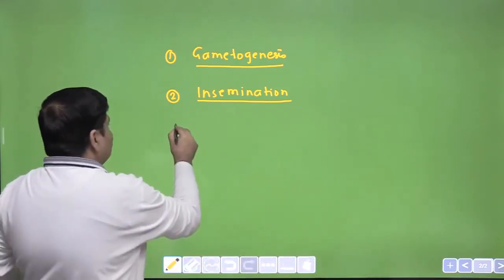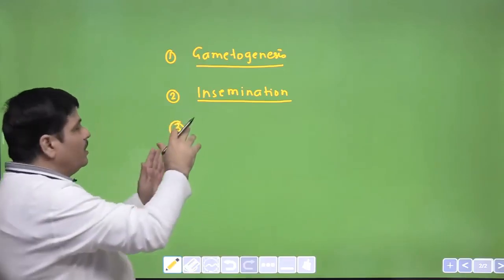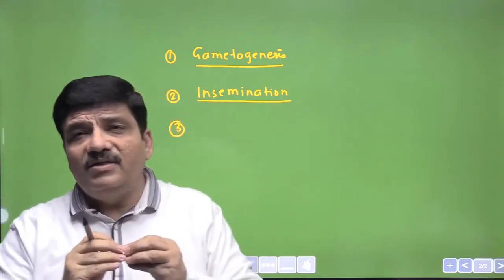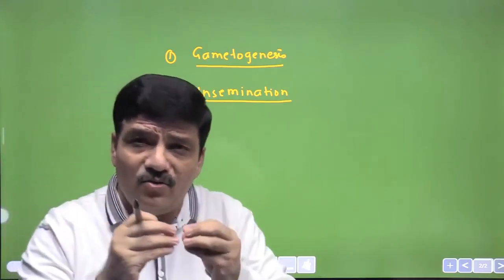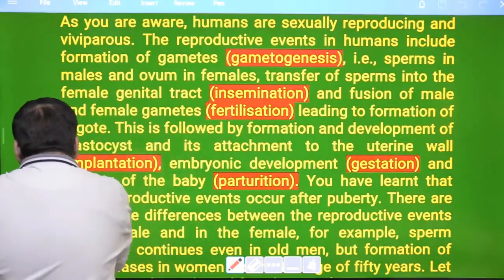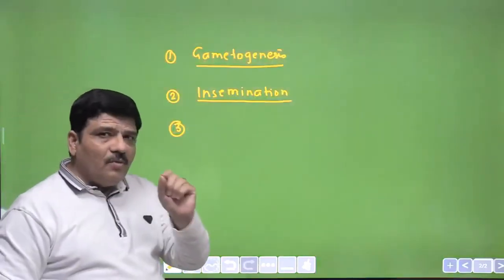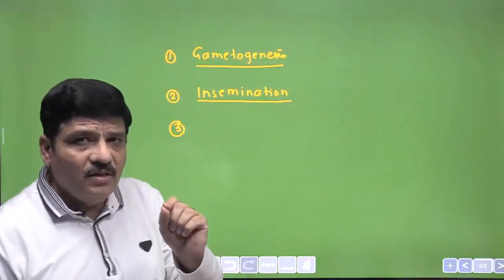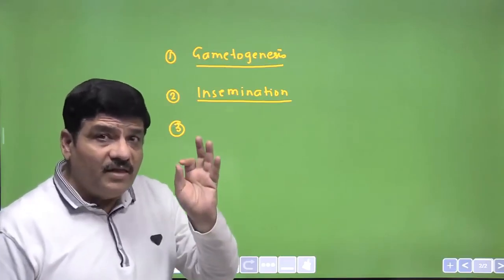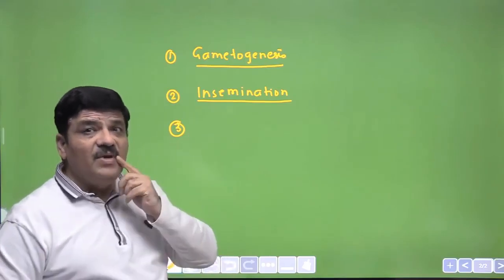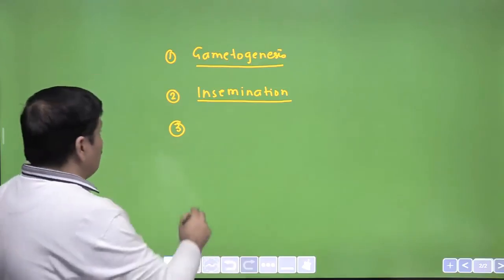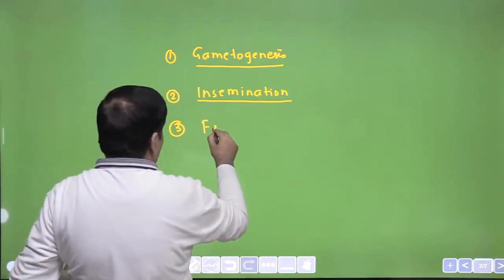Now the third thing would be, obviously, if the male and female gametes are present at the same time in the female genital tract, then what is going to happen? They are going to fuse, and this would be called fertilization. So the next thing would be fertilization. It is the most critical process in sexual reproduction. Remember chapter 1, where NCERT has specifically mentioned that it is the most critical process in sexual reproduction. So we are saying that this is fertilization.